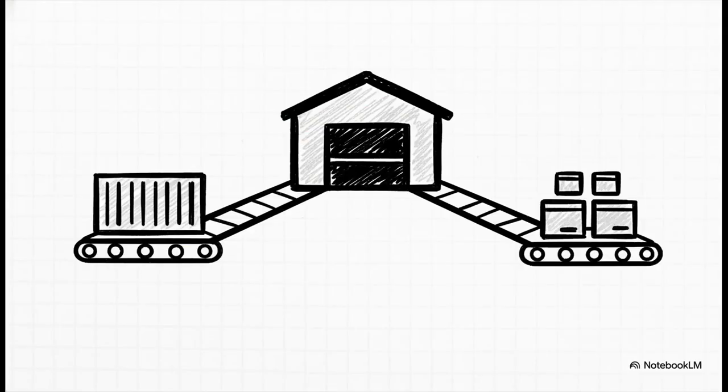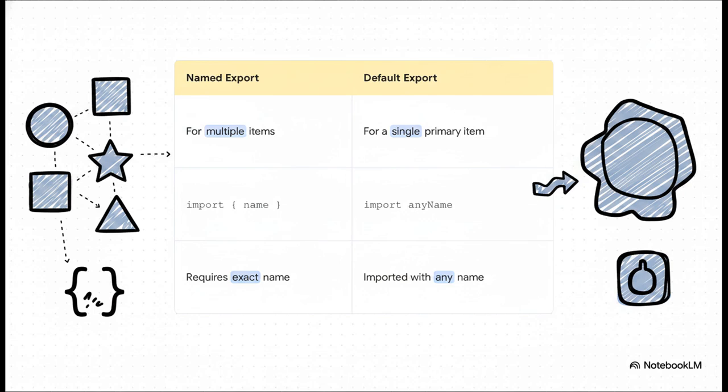Now, this whole shipping system is actually really flexible. TypeScript gives us two main ways to package our code for export. We've got named exports and default exports. And understanding the difference between them is really key to keeping your project well organized. So, here's the deal. You use a named export when a file has a bunch of different things it wants to share, maybe a few handy helper functions. Each one gets exported by its specific name. But if a module's main job is to share just one big thing, like a major component or a configuration object, you use a default export. It's a way of saying, hey, this is the main thing this file has to offer.